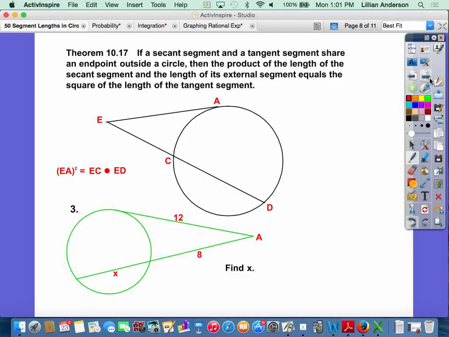Okay? That's what I'm saying. Like with circles, there's a lot of stuff to remember, especially with the types of angles you have, and now you have the segments. Okay?